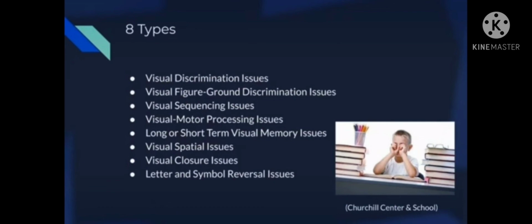The last is letter and symbol reversal issues. Static reversal happens when the child is confused on the proper orientation of the letter or the order of letters in a word. When the young child goes into a classroom and is confronted with 2D symbols that change meaning depending upon which direction they face, they can become confused.